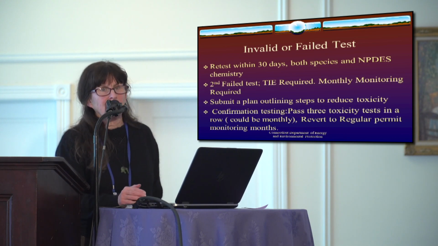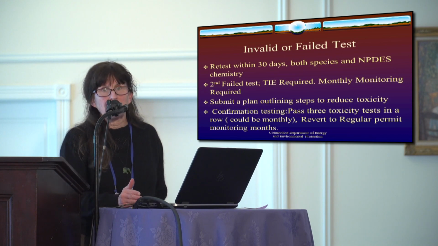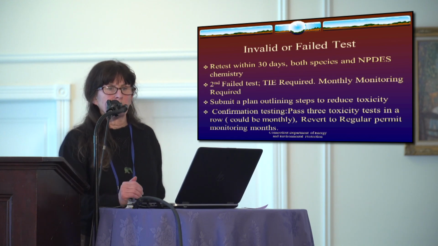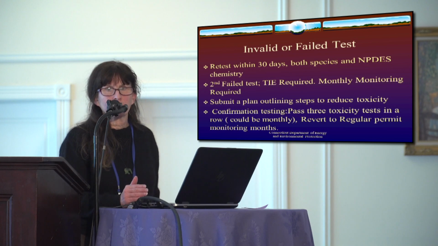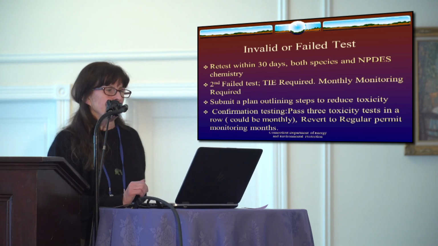And if you have an invalid test or a failed test, it's the same thing. Retest within 30 days, do both species and all the NPDES chemistry. You don't get to pick and choose like, the fish met the control survival and the Daphnia didn't. You have to do the whole thing over again.